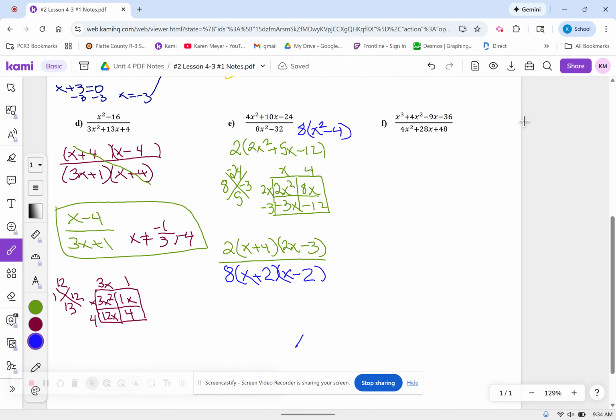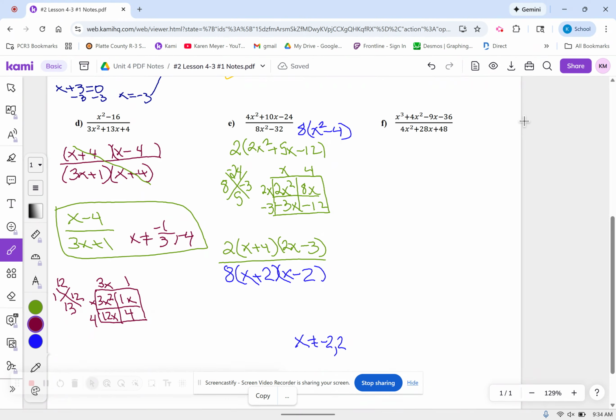Okay, restriction. If I look at the bottom, the 8 does not have a variable with it, so don't worry about the 8 with the restriction. So just go to the first parentheses, and that would be -2. The second parentheses would be +2.